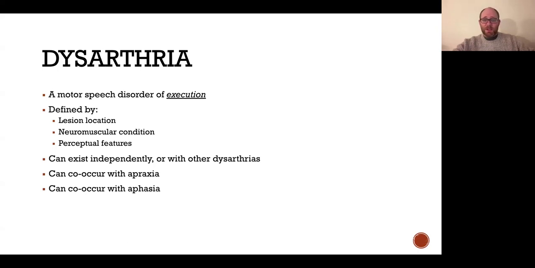Dysarthria can exist independently. You'll see in a minute there are quite a few different types of dysarthria. You can have one, you can have two, you can have more than that. You can have a dysarthria co-occurring with an apraxia, and you can also have a dysarthria co-occurring with an aphasia. So sometimes it can be a little bit difficult parsing out which issue you're seeing correlates with which of the disorders a person might have. But having a good foundation of this can help you through that process.